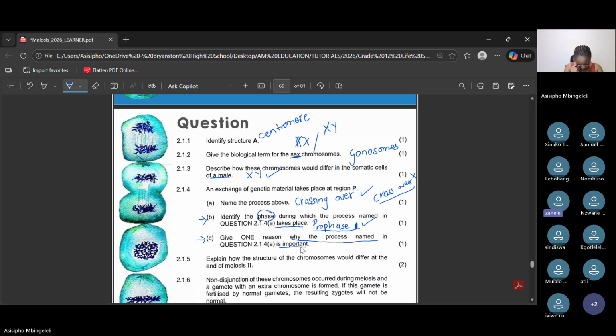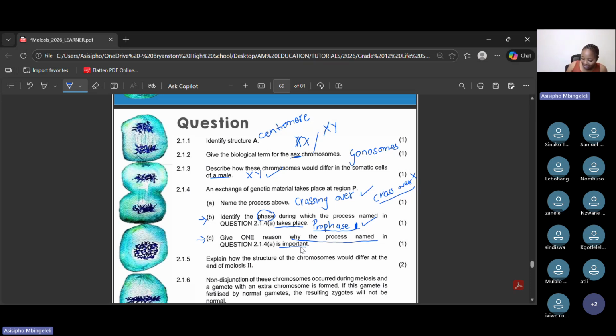Because of the exchange of genetic material. Okay, when the genetic material is exchanged, what does it lead to? So the exchange of the genetic material is what happens, yes. But give one reason why that exchange is important.